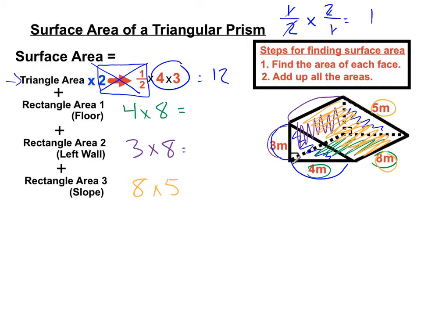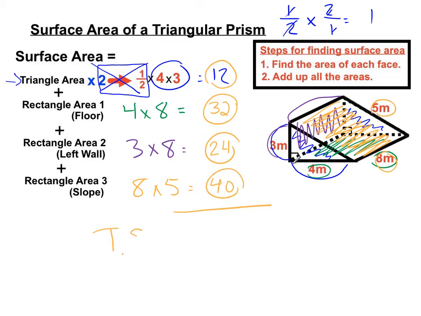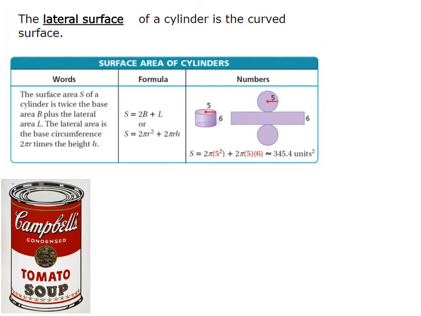Okay, so we have the 2 end pieces, which is the triangle. We have the floor. We have the left wall. And we have the slope on the top there. And then you would add all those things together, and that would be your total surface area. I'm not going to add right now, but you can if you really love to.